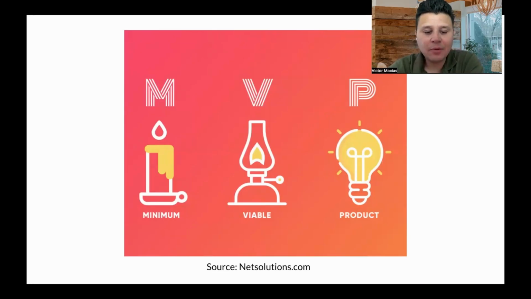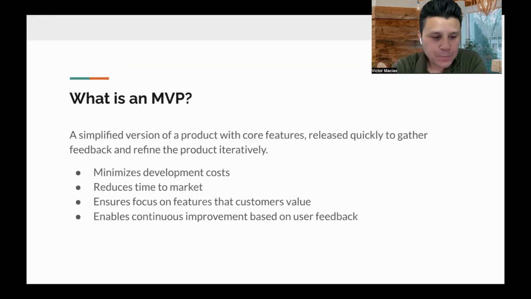I love this graph. Basically, minimum viable product. So it shows, right? Do people want a light bulb? Well, it starts with the candle, and it just shows kind of like the evolution until you get to your product. The official definition is an MVP is a simplified version of a product with core features released quickly to gather feedback and refine the product iteratively. That means you adapt and you adjust.